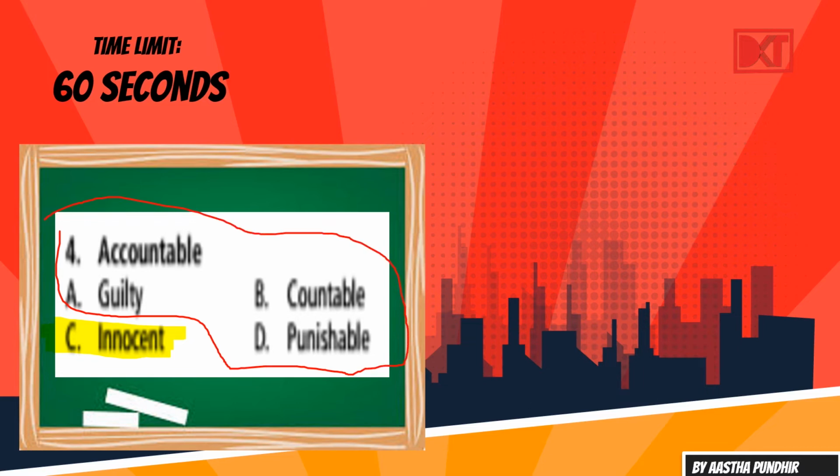Okay, guilty, someone who's done the criminal act, right, or the wrong thing. Accountable, countable, punishable, someone who is responsible, someone whom we can account for the mistake or anything. Right, whereas innocent is someone who is not guilty, who's not done anything. All right.